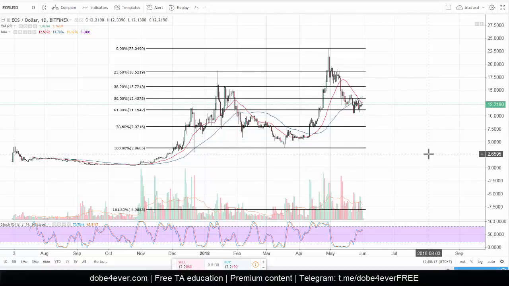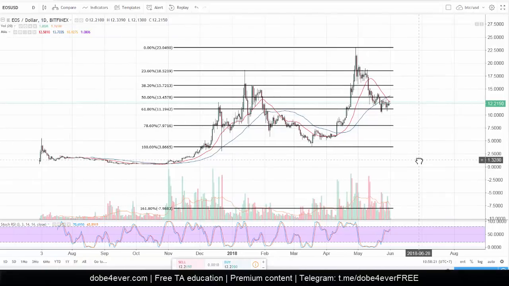So guys, in general, bullish with EOS. I think that's all that I have for this chart. Let's see what happens during the launch. I'm going to continue to update because I'm very interested in getting back into EOS.